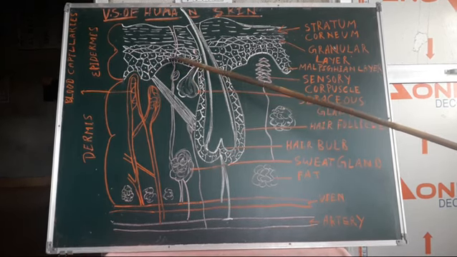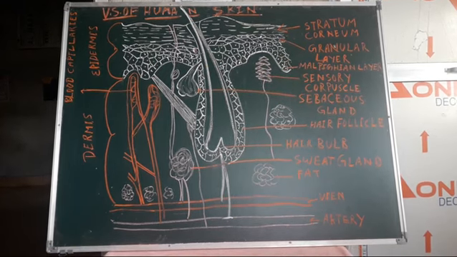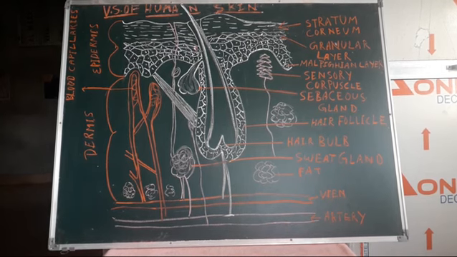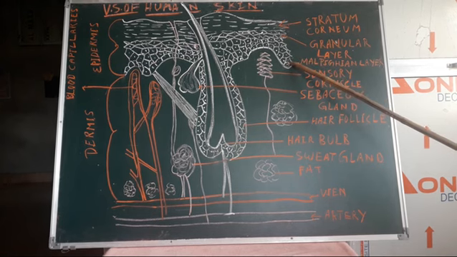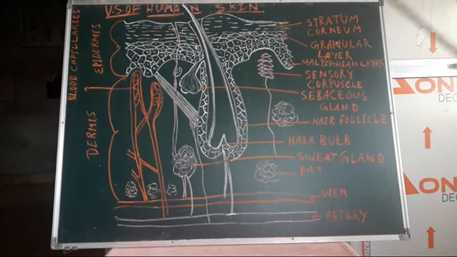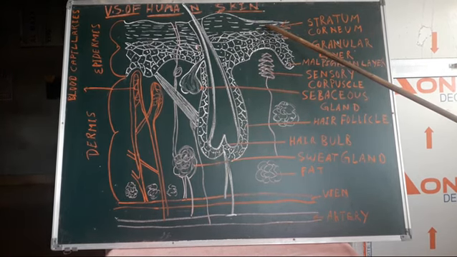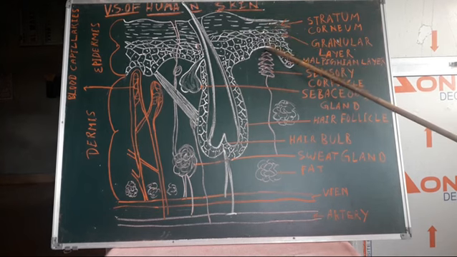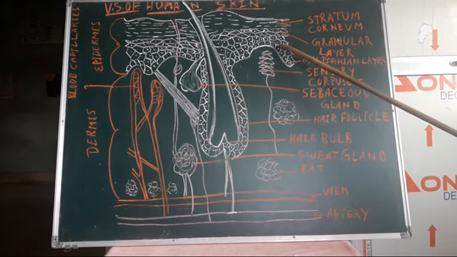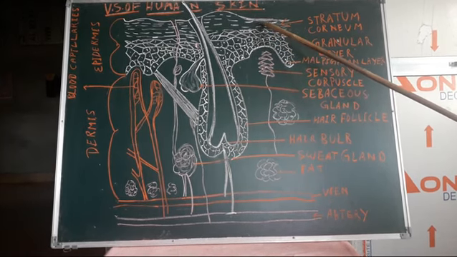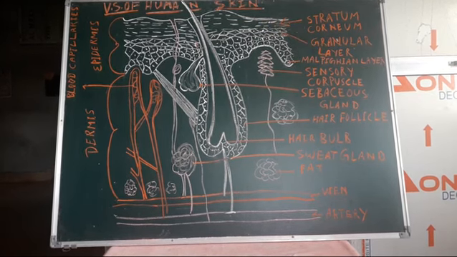This is the Malpighian layer. It is also known as the germinative layer because it continuously divides and produces new cells to replace the worn out or dead cells of the cornified layer. So that is the function of the Malpighian layer. It continuously divides to produce new cells so that it can replace the worn out, dead or shed cells of the cornified layers.